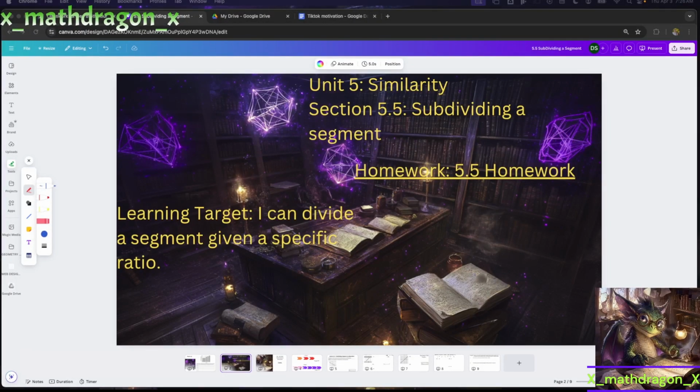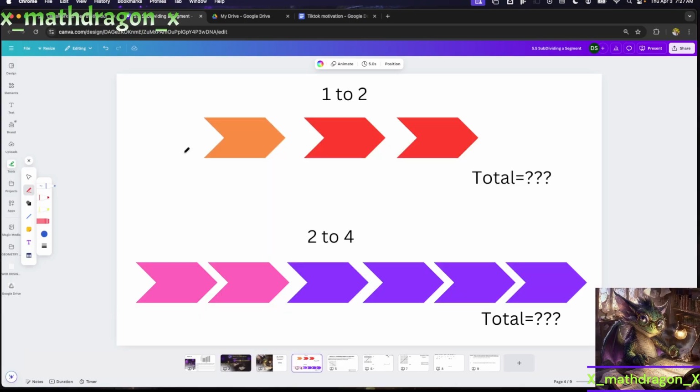All right, so today we are going to be subdividing a segment. And I can divide a segment into a specific ratio if I'm given a specific ratio. So let's take a look at some ratios. So if we were doing 1 to 2, so I want to break up a segment from 1 to 2.